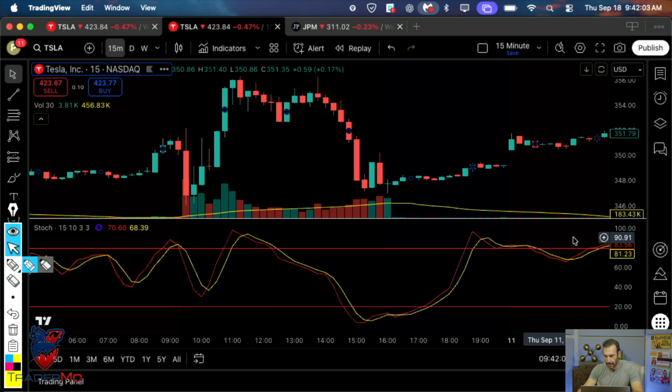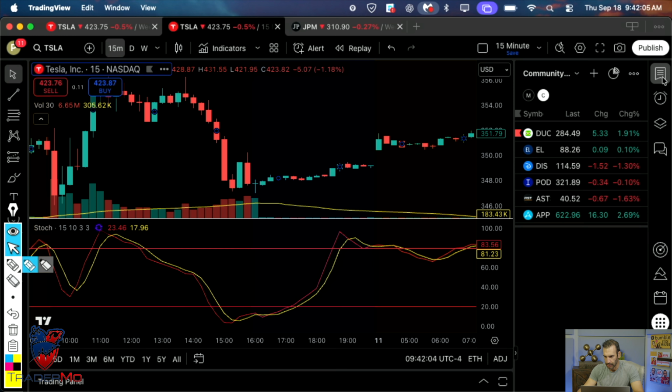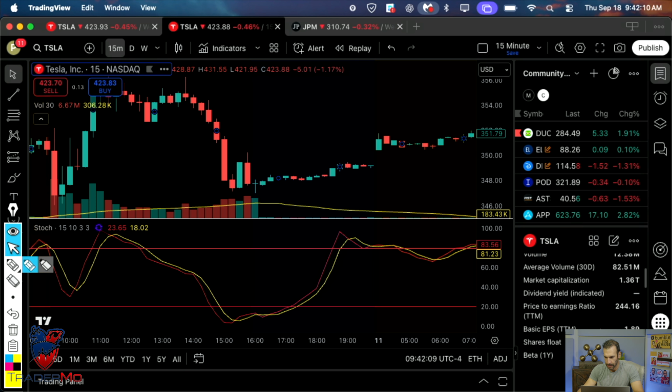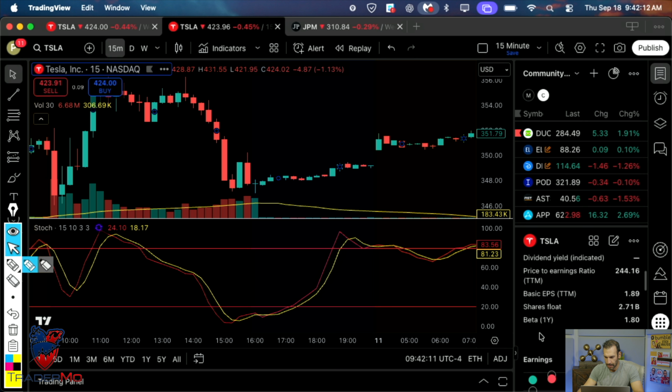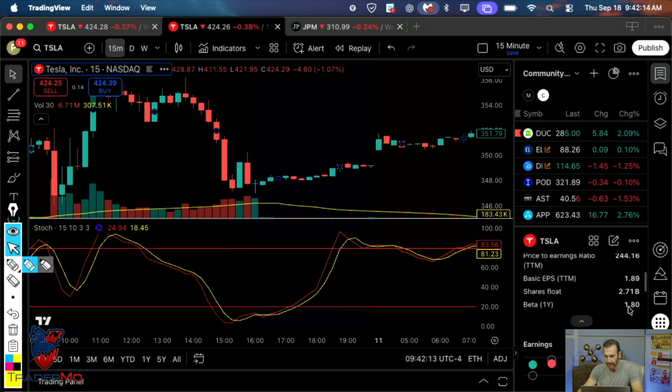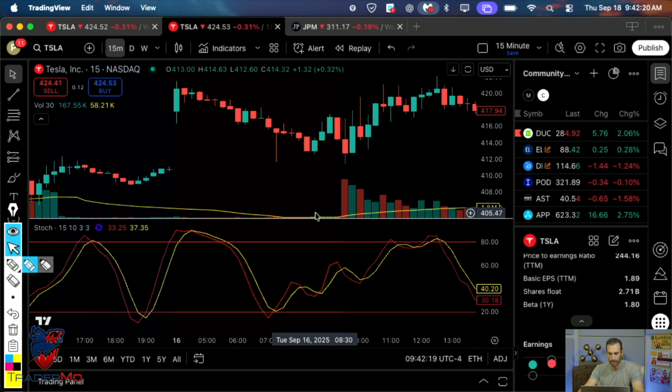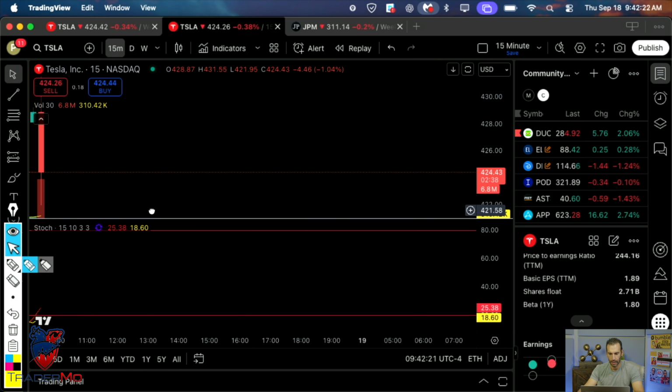Now I want to pull something up here on Tesla. And if we just scroll down here and look at some stats, the beta. The beta here is 1.8. What exactly is beta? Beta is relativity to how much the stock moves. So I'm going to get all this out of the way, just so I have a clean screen.